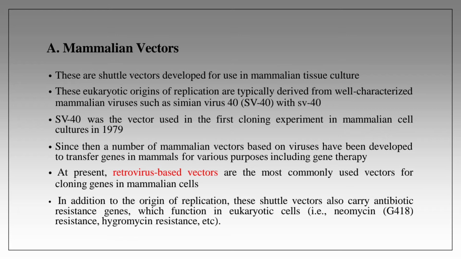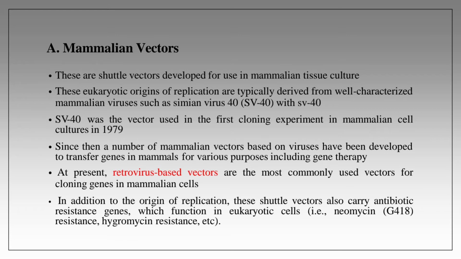Mammalian vector. These are shuttle vectors developed for use in mammalian tissue culture. These eukaryotic origins of replication are typically derived from well-characterized mammalian viruses such as simian virus 40, SV40. SV40 was the vector used in the first cloning experiment in mammalian cell culture in 1979. Since then, a number of mammalian vectors based on viruses have been developed to transfer genes in mammals for various purposes including gene therapy.